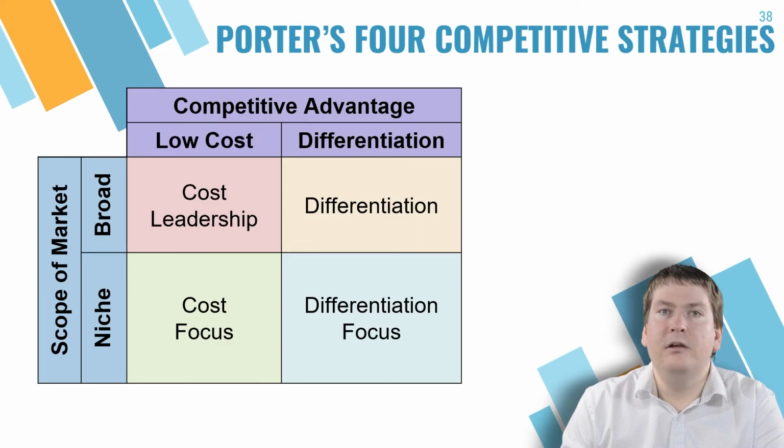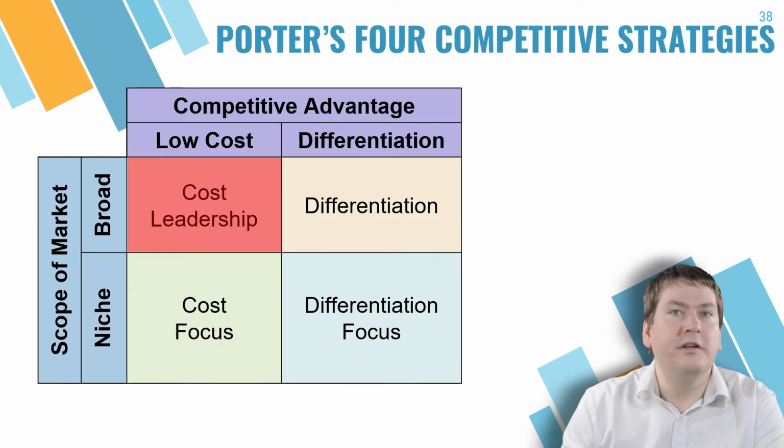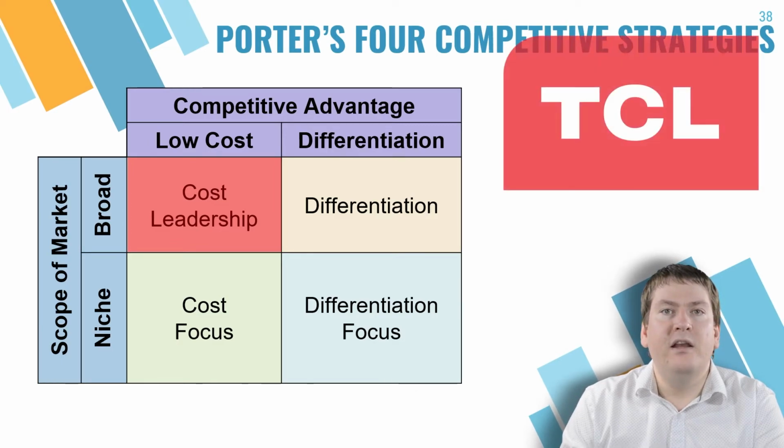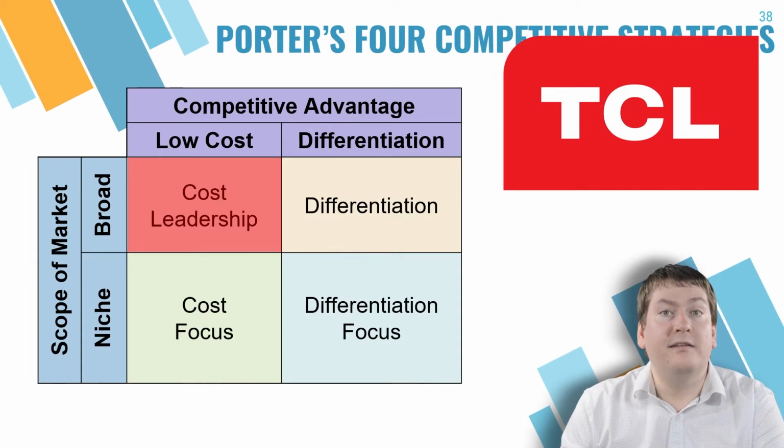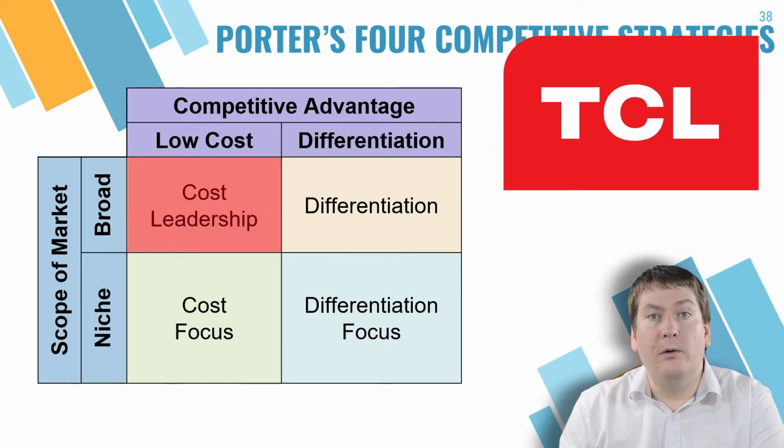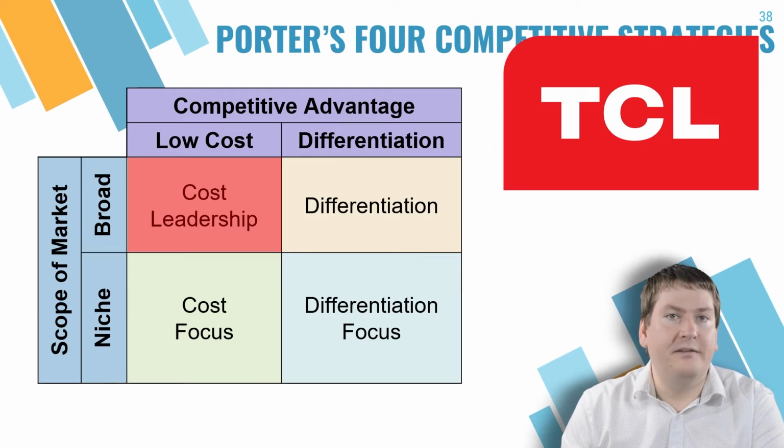Putting these together, breadth of market scope and type of competitive advantage, gives us 4 competitive strategies. Cost leadership involves having the lowest priced products across the whole industry. For example, TLC is a Chinese electronics company that focuses on cost leadership across the industry, producing things like smart TVs, phones, and other home electronics and appliances.